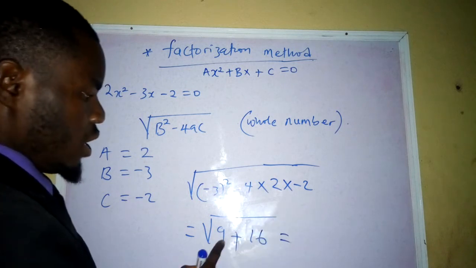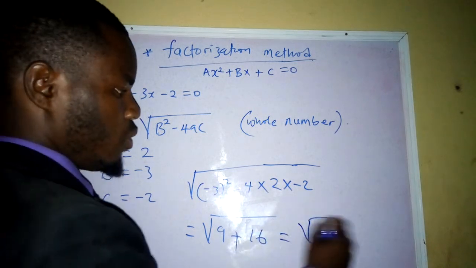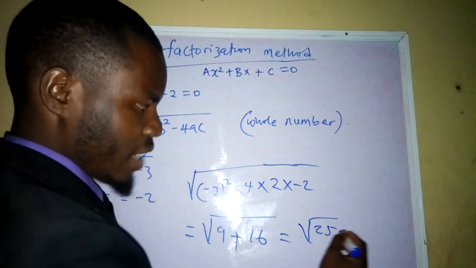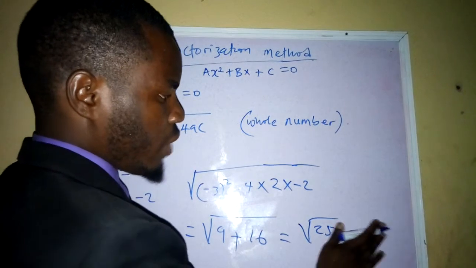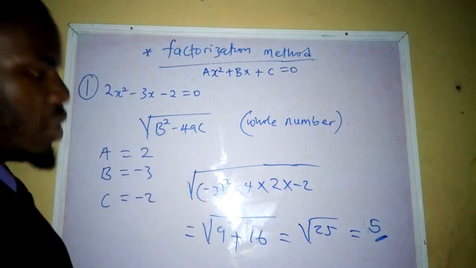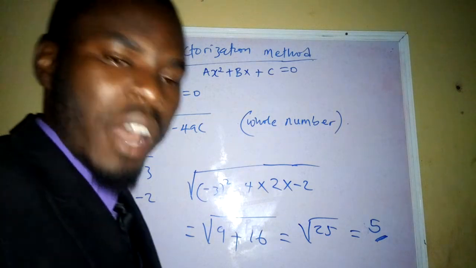And if you check, 16 plus 9 is the square root of what? 25. And if you check, 25 is a perfect square, and the square root of 25 is a whole number, 5. So we can conclude that this quadratic equation is factorizable.